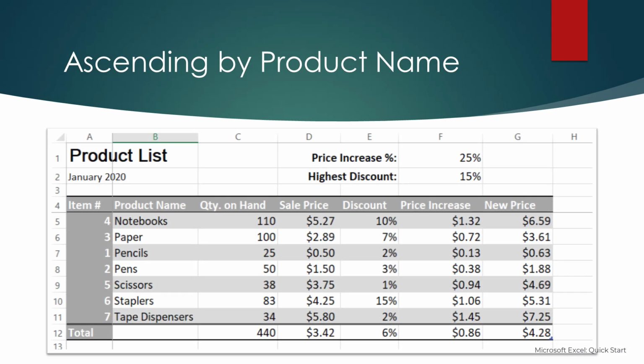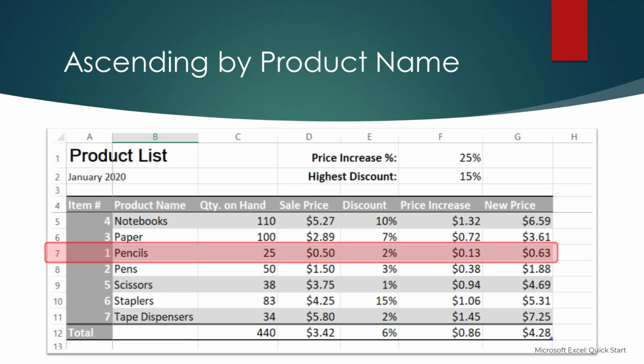In this view of the list, I have reordered the data in ascending order by the product name. Notice how the item numbers are not in order anymore. But if you look for the pencils product in row 7, you'll see that the item number is still 1. All the values for the pencils product are still in the row.